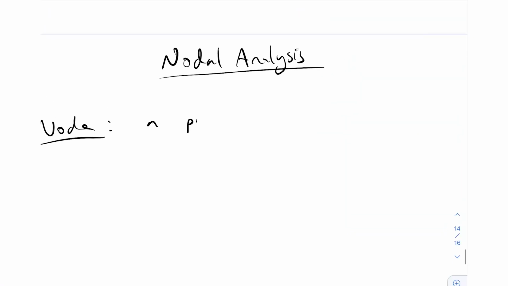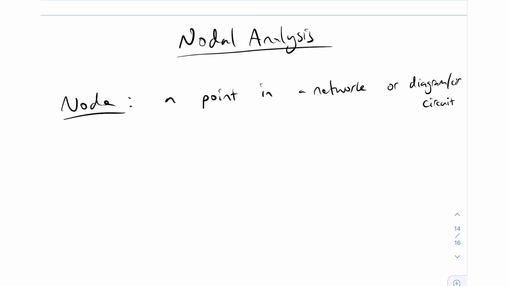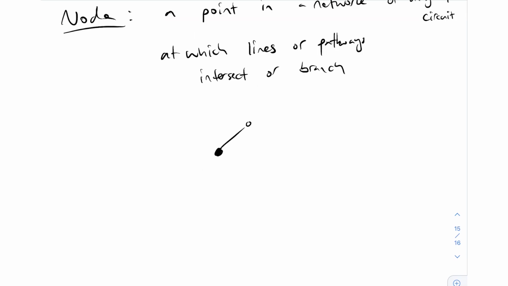Let's revise what a node is, in case you've forgotten. It's a point in a network. I covered this two videos ago. A point in a network, diagram, or circuit at which lines or pathways, like connections, intersect or branch. If you think about a neural network, each one of these is a node.